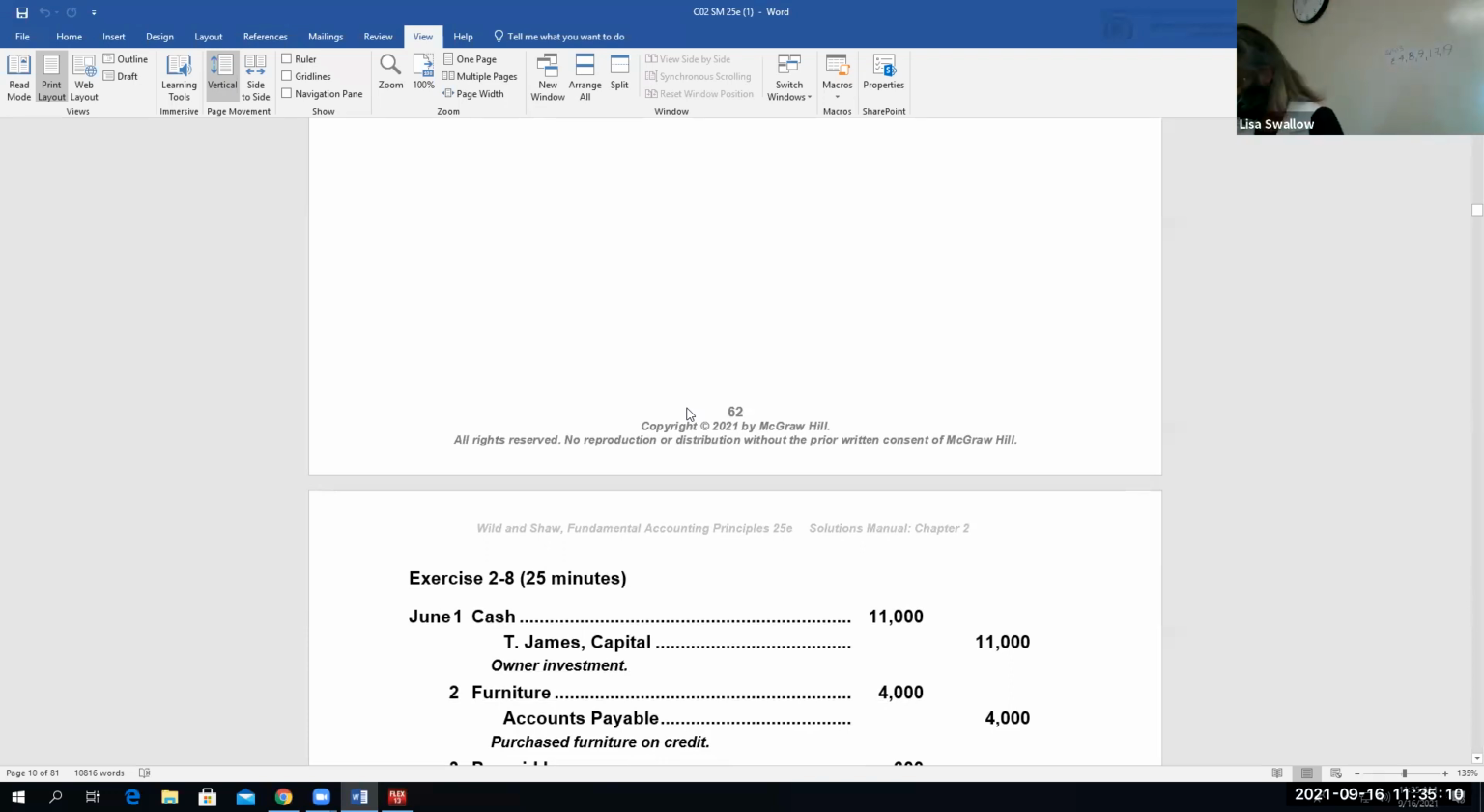Okay, next one. The company paid $600 cash for a 12-month prepaid insurance policy on the reclaimed furniture. Trevor, what do you think? Assets got. Which asset? Yes, they are.